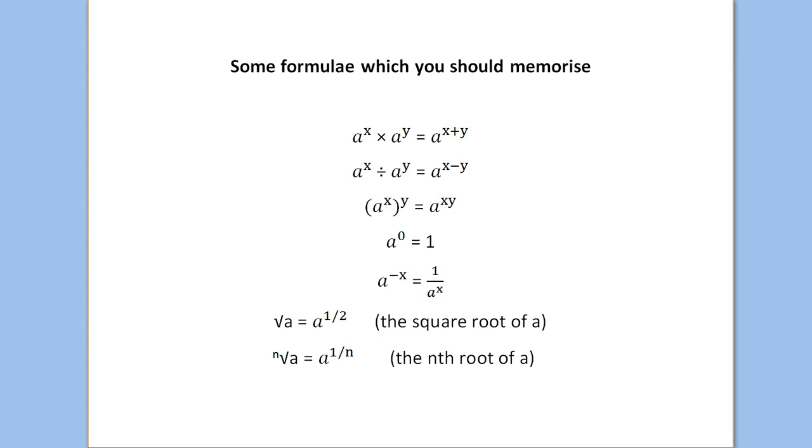And now let's look at roots. The root of a, or the square root of a, is equal to a to the half. The nth root of a, so the little n on the left denotes the nth root, is equal to a to the 1 over n. So the cube root of a is equal to a to the 1 over 3. The fourth root of a equals a to the 1 over 4, or a to the quarter.